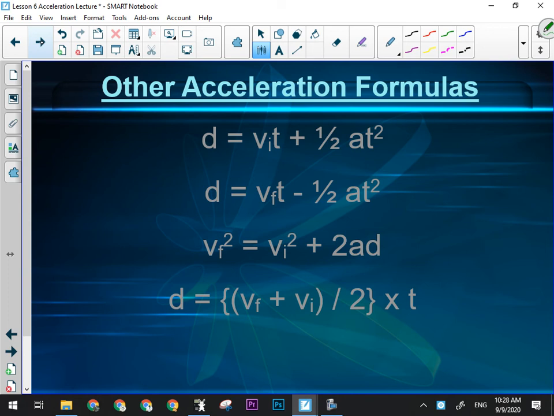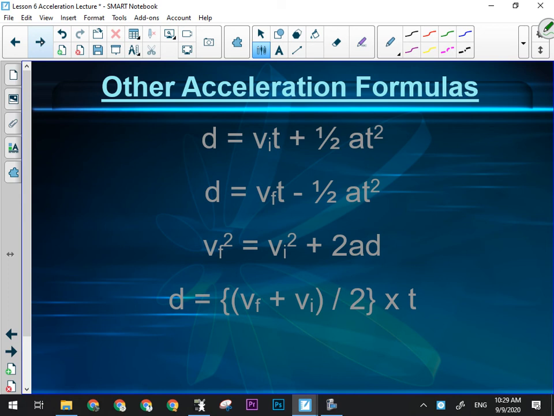These 2 here actually have to do with calculating the area under the line on your velocity versus time graph. I'll show you how those were arrived at. This one not really so much to do with graphing. There's a little bit there, but this one's very useful for projectile motion problems. And then we have this last one, where D equals VF plus VI over 2.